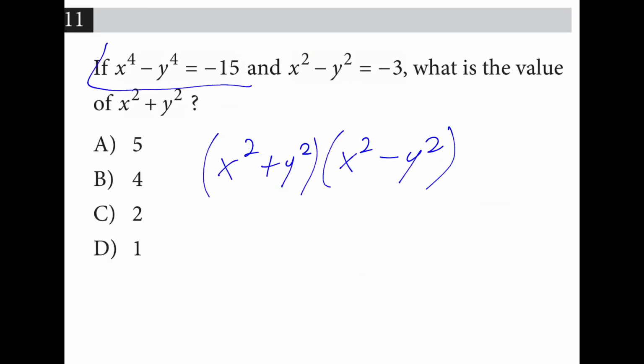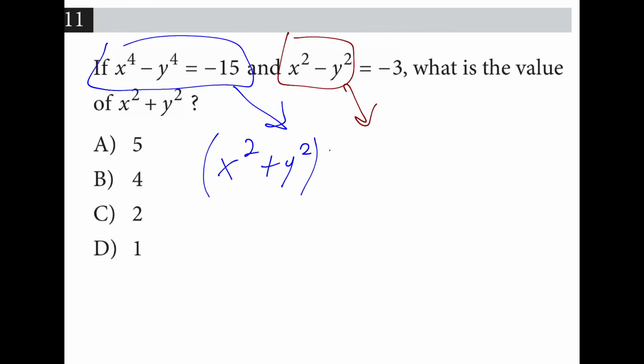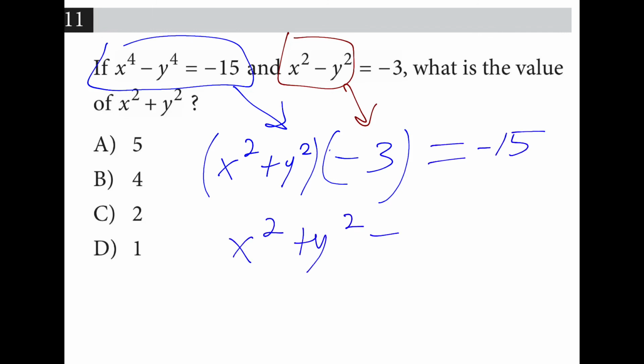So if I use the difference of squares formula, I can replace x to the fourth minus y to the fourth with x squared plus y squared times x squared minus y squared. And you'll notice that this then replaces here. So if this whole thing is negative 3, and I'm multiplying by x squared plus y squared to get to negative 15, I can solve that x squared plus y squared is equal to 5.